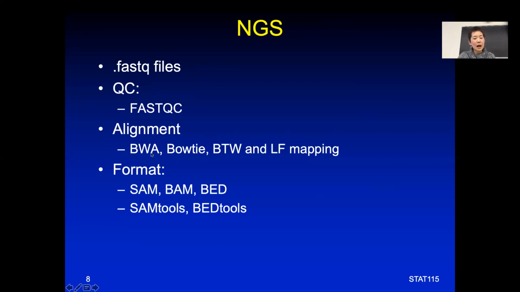And after the alignment, you will get a SAM file, which can be compressed into a BAM file. And also, a BED file is very simple, just a tab-delimited text file of the locations. And there are some tools called SAMtools or BEDtools, which allow you to do very quick manipulation of the SAM results or the BED results, like overlap, union, or whatever, okay?